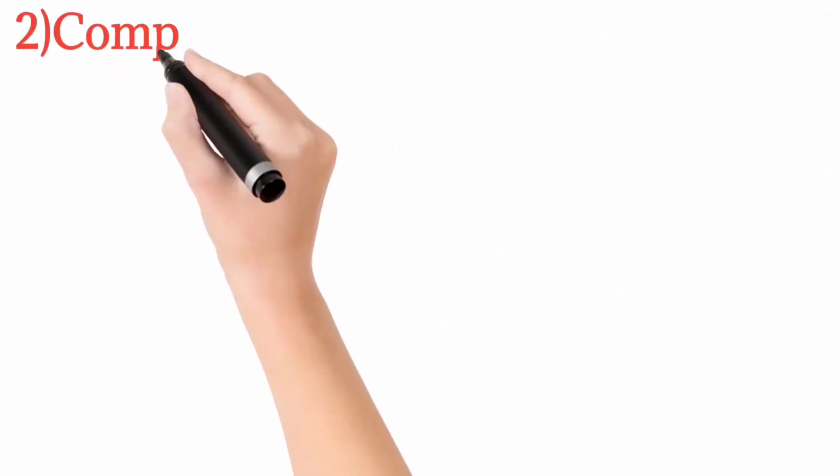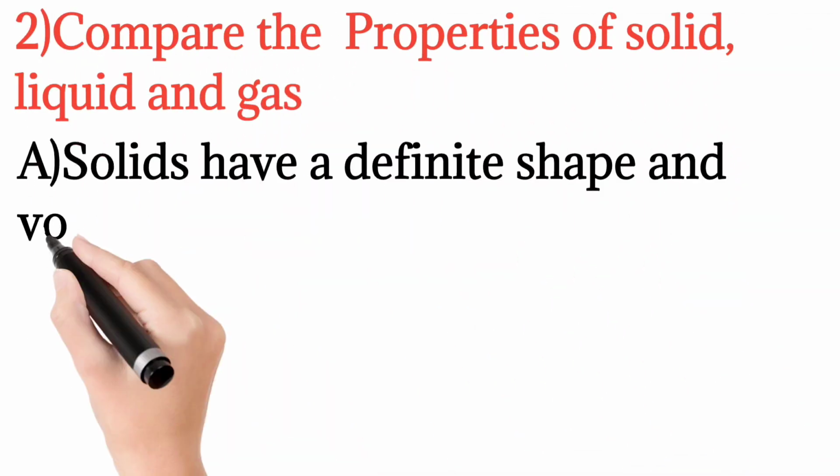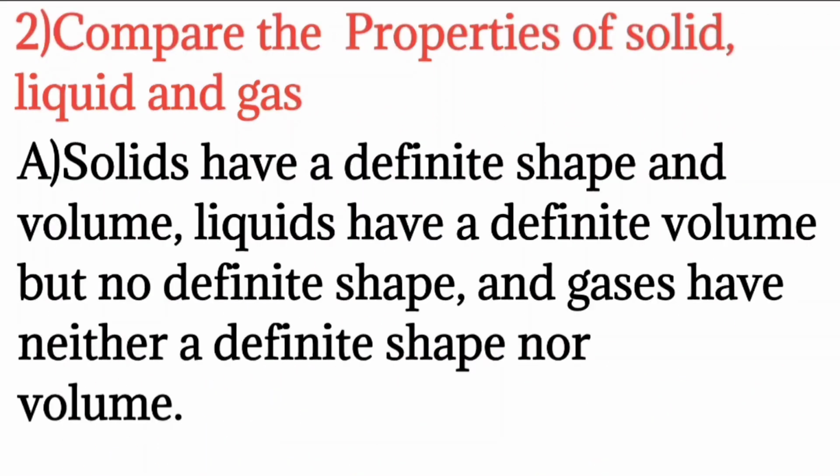Now the second question is a comparison. Comparison means you have to make a table and write. For solids, you write that solids have a definite shape and volume. Liquids have a definite volume but no definite shape. It takes the shape of the container in which you keep it. And gases have neither a definite shape nor volume.